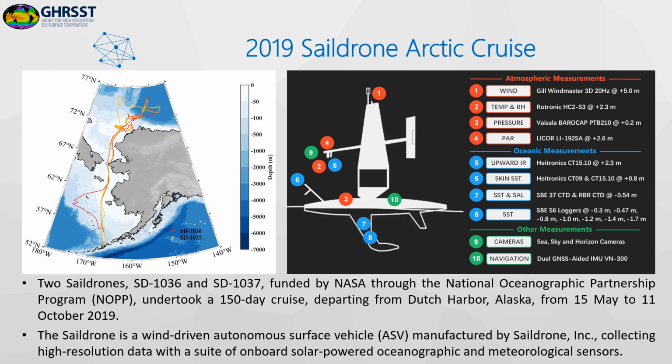The navigation routes are shown in the figure on the left, and the instrument configuration of these two Saildrones is illustrated in the figure on the right.